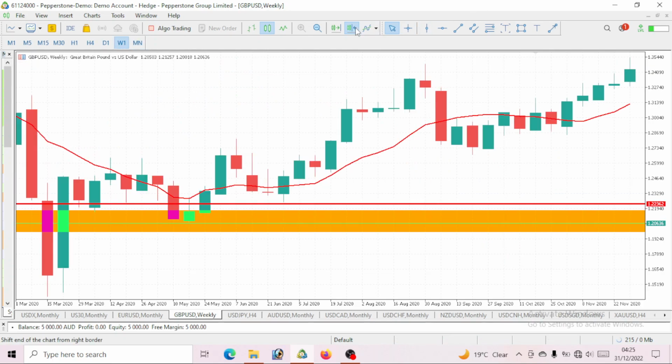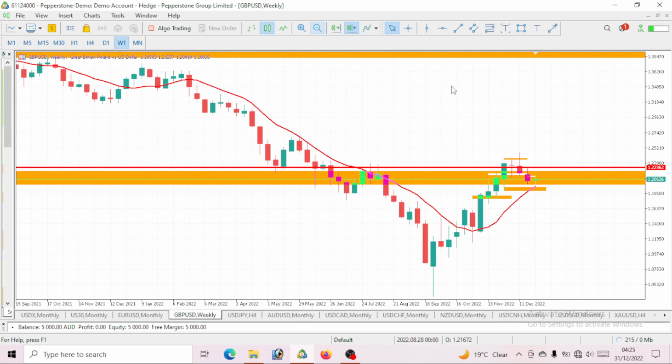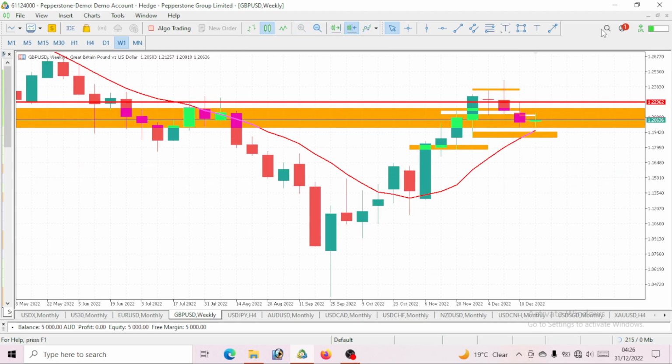So now let's take a look at this weekly time frame. You can see on the weekly time frame, price is trading above the 10 period moving average. You all know once price is above the moving average, then that is a buy movement. So if we want to go long, GBPUSD is kind of a bullish move.